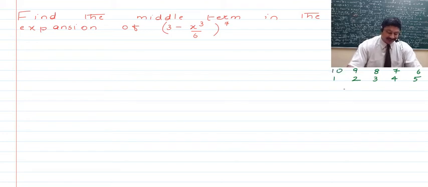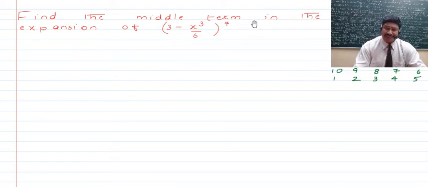Okay children, now let's discuss the sum. In the question we've been given, you've got to find the middle term in the expansion of (3 − x³/6) raised to the power 7. Now one thing to watch here is that the value of n is 7. As such, the total number of terms is going to be 7 plus 1, which is 8.